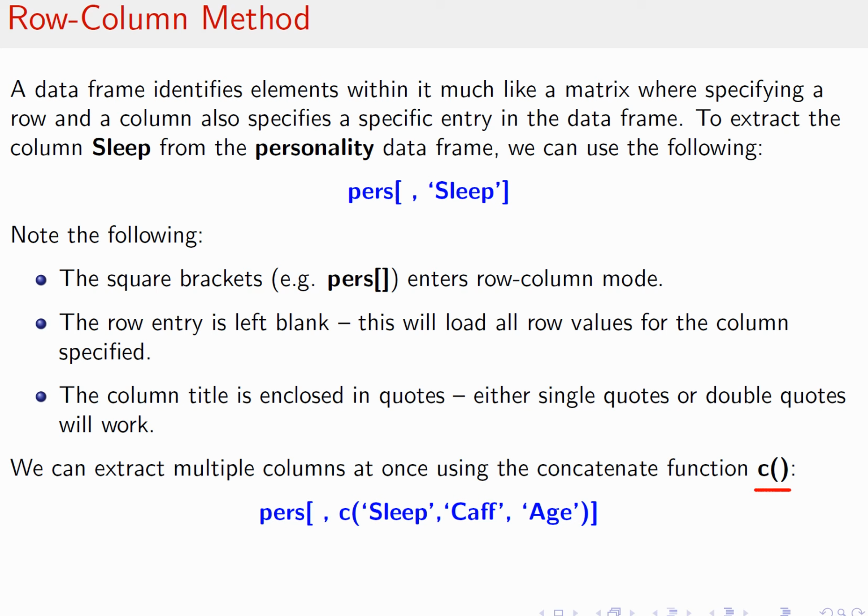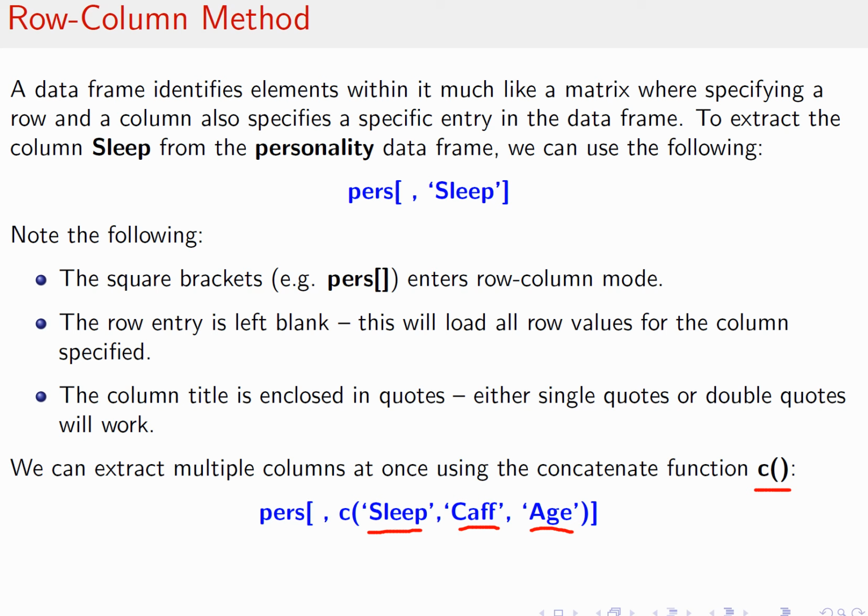And the concatenate function, what does concatenate mean? Concatenate basically just means to join together. Concatenate functions are used all the time in computer programming languages, and they do exactly what it sounds like, to join things together. And different ones have different features. This one just takes the column sleep and the column caffeine and the column age.